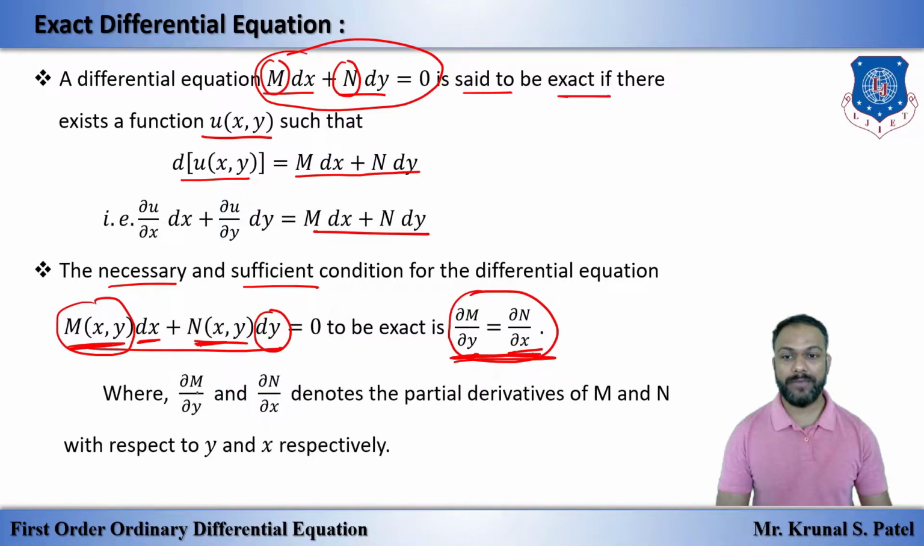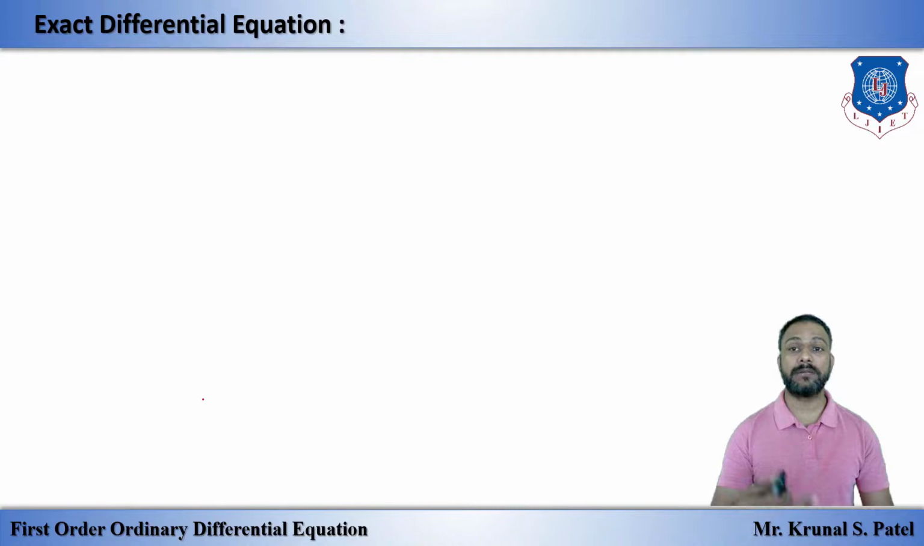Now, del M by del y and del N by del x are the partial derivatives of M and N with respect to y and x respectively. Now, what is the solution? Here we have decided whether the given differential equation is exact or not by using that necessary and sufficient condition. But if it is exact, then how can we find the solution?